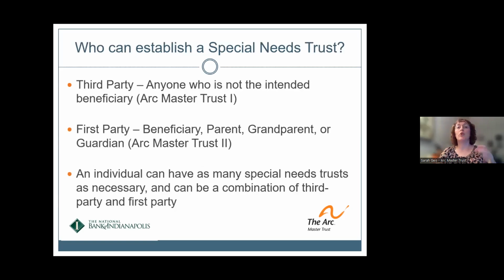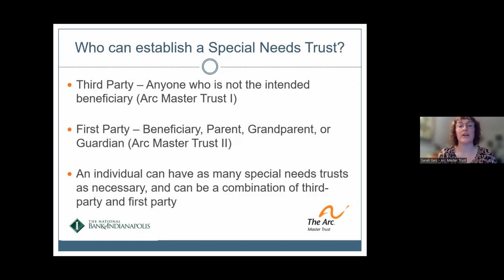So who can establish a special needs trust? In the world of a third-party trust, anyone who is not the intended beneficiary can be the donor. So it can be mom, dad, parent, grandparent, sibling, family members, friends, or any combination of the above can establish a third-party trust if they are intending their assets to go into that.